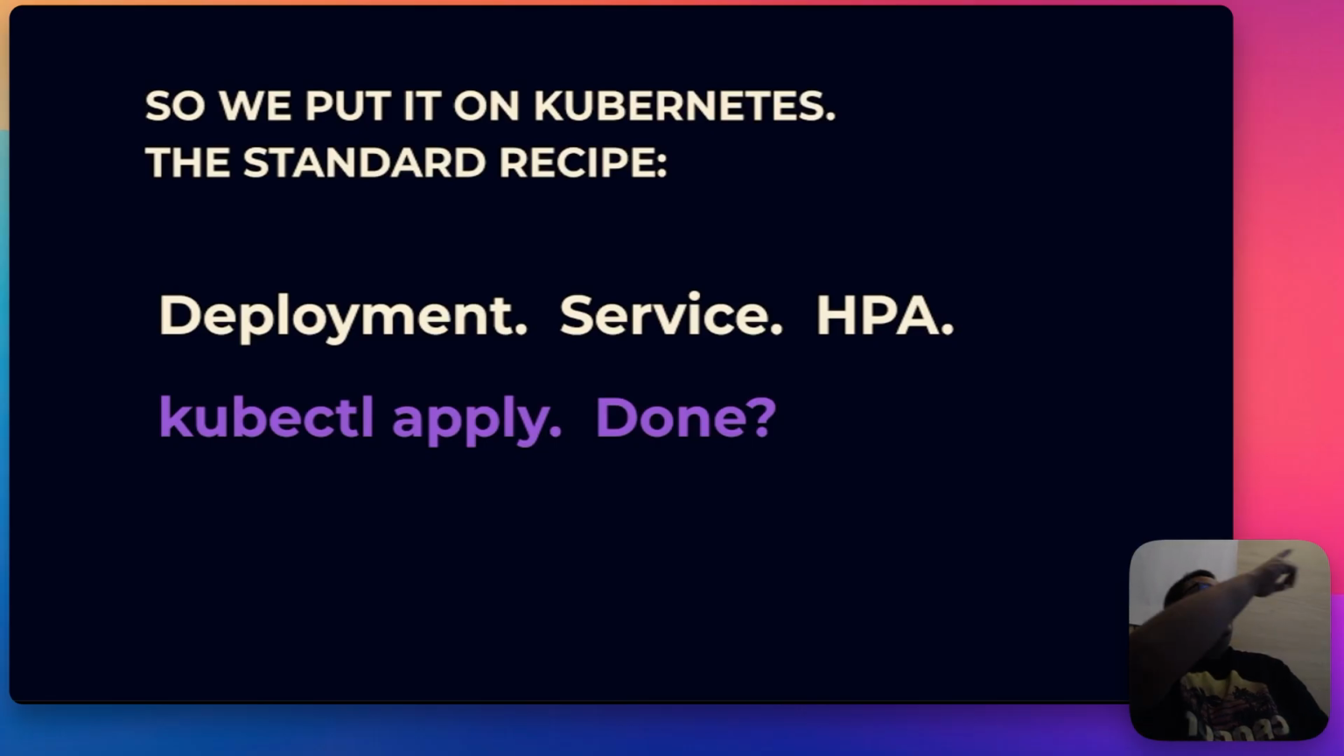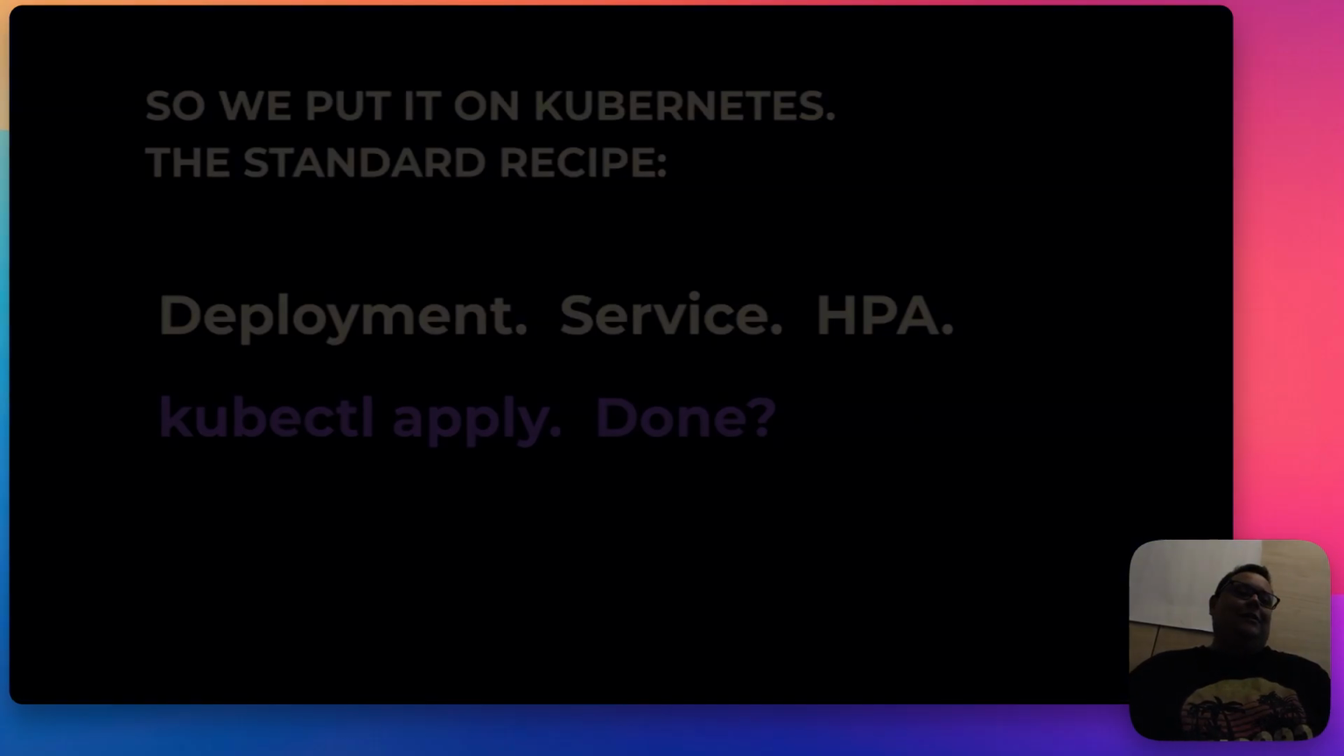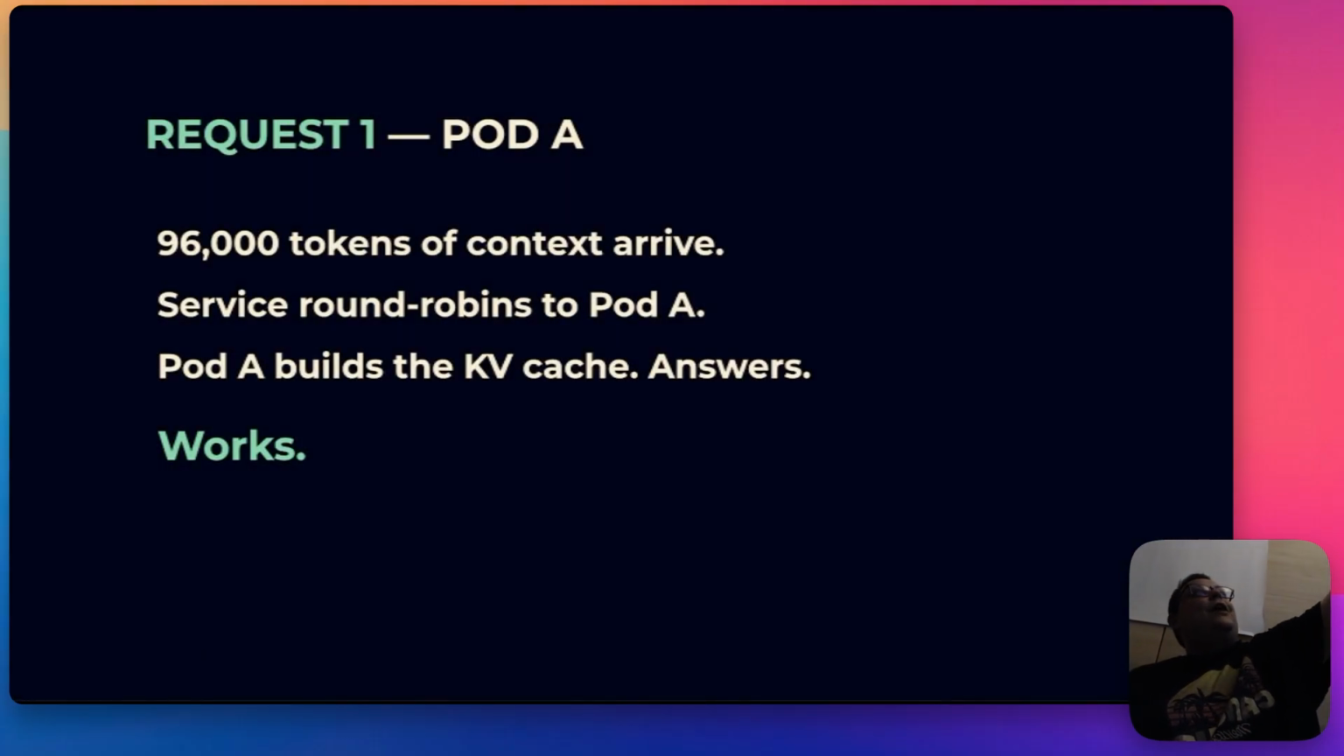Okay, so the first thing you're seeing here, let's say with a service and horizontal pod autoscaler at the beginning, let's make it easy, right? We have a pod which is serving my model, and I have 96,000 tokens of context, and this arrives. The service in Kubernetes does round robin and puts the request to pod A. Pod A starts building the KV cache and it answers, right? And it works. If it's only one pod, I can send another request, I have my KV cache and everything is fine, right?